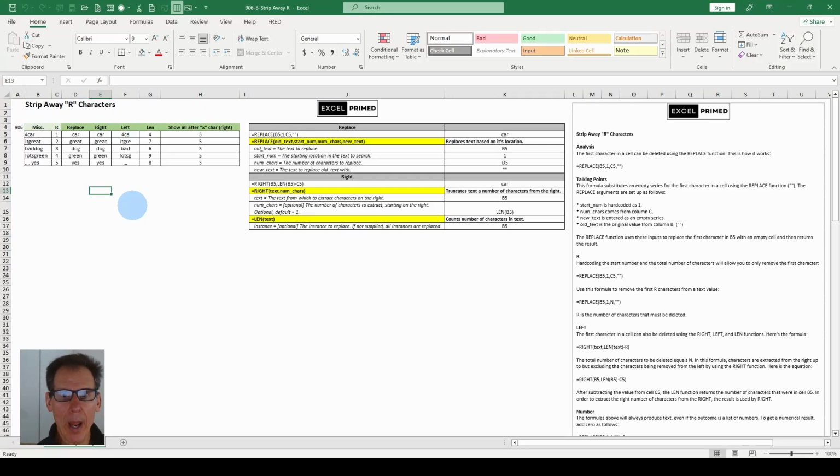Okay, we're going to strip away R. What is R? It's just the numbers. How are we going to do this? Let's look at some of the clues.